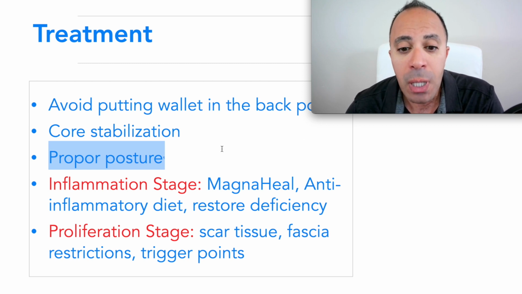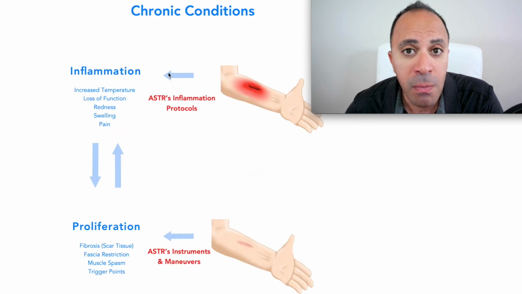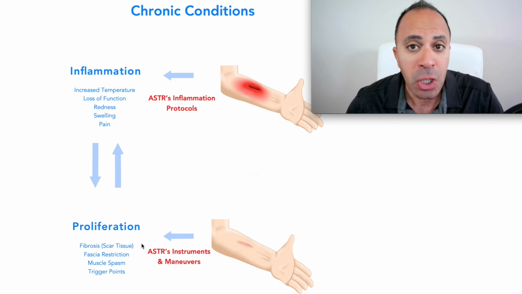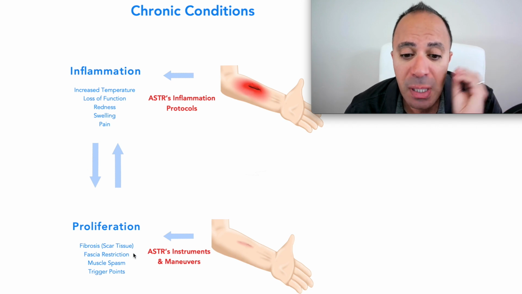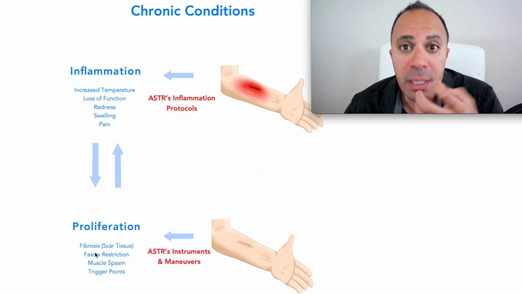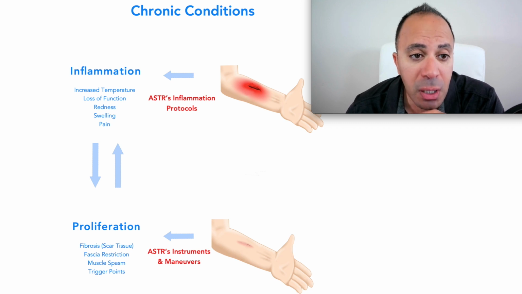For people who have moderate to severe chronic piriformis syndrome, I recommend you break the vicious cycle from both ends, the inflammation and the proliferation. Remember, stretching is going to make it worse. So we need to work on the proliferation stage. The majority of piriformis syndrome patients have excessive scar tissue and fascia restrictions that cause the piriformis muscle to be tight.